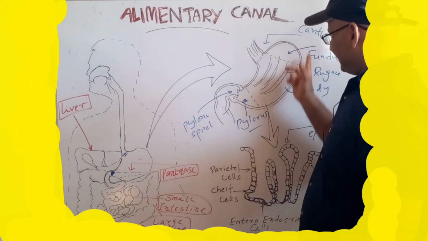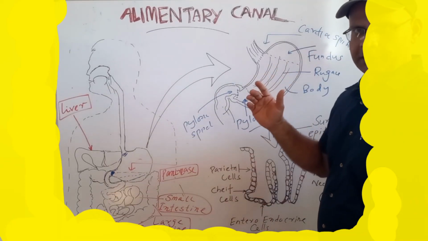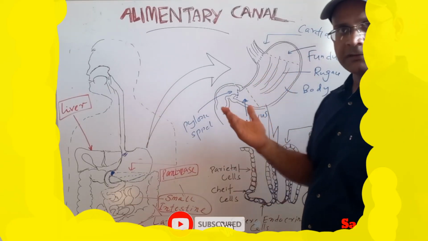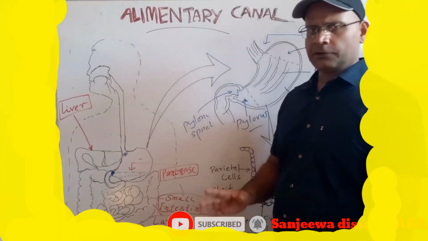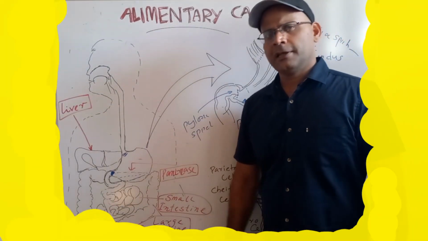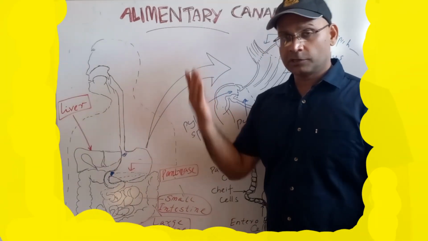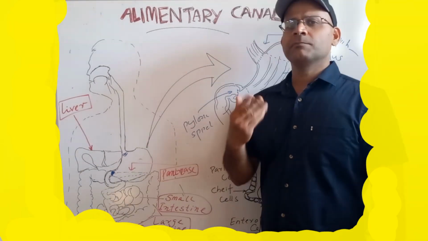Stomach is a J-shaped sac-like structure. It consists of smooth muscles. There are three smooth muscles that contribute to form the stomach. Three muscle layers: outer longitudinal muscle layer, middle circular muscle layer, inner oblique muscle layer.